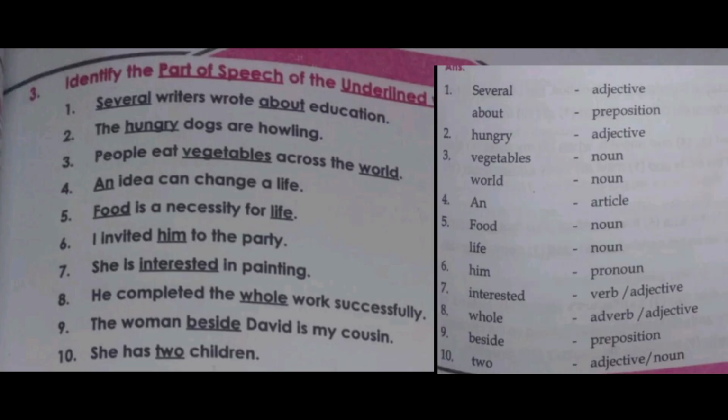Now, the third exercise. Identify the parts of speech of the underlined words. Several writers wrote about education. Several, adjective. About, preposition. The hungry dogs are howling. Hungry is an adjective. People eat vegetables across the world. Vegetables is a noun and world is also a noun.